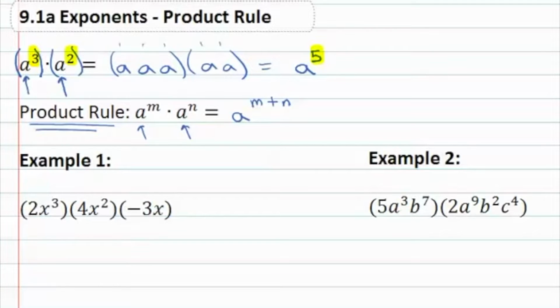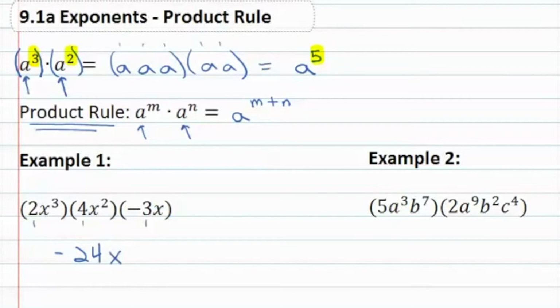So if we had an example like 2x cubed, 4x squared times negative 3x, we can combine things together by multiplying the bases, and as we do, add any exponents. The bases, at least the numbers, 2 times 4 times negative 3. 2 times 4 is 8. 8 times negative 3 is negative 24.